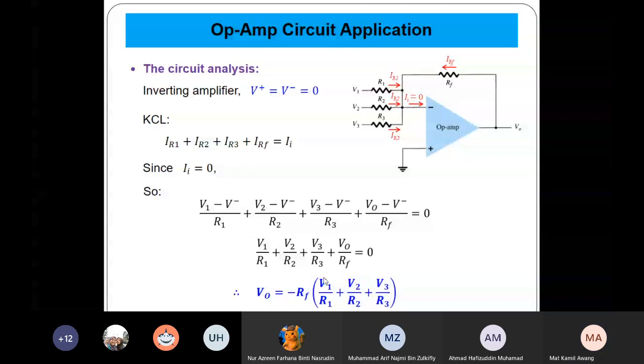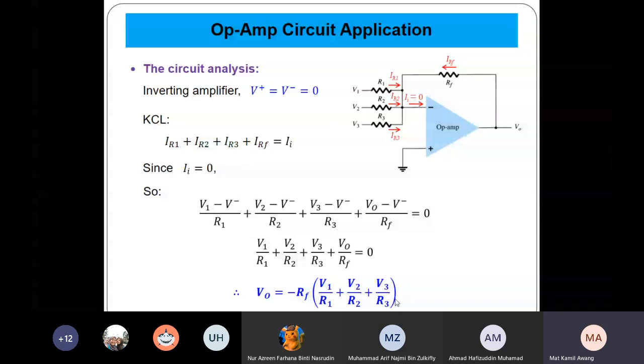What is the gain? For example, the gain for V1 is really RF over R1. What is the gain for V2? It's RF over R2. What is the gain for this signal? It's RF over R3. So this is actually the proportion.